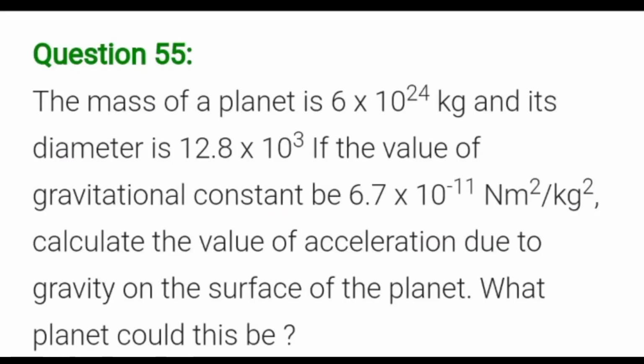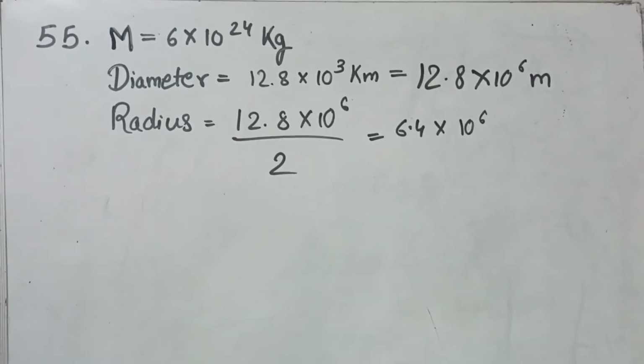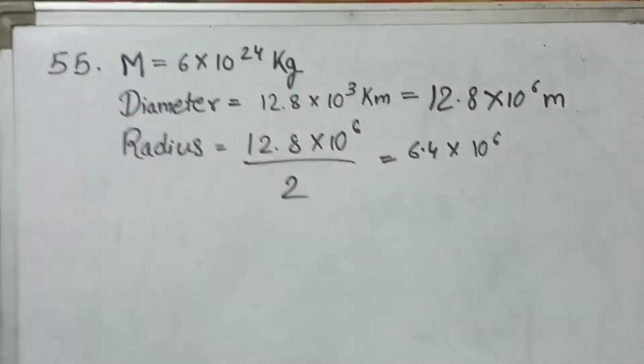So the next question, question number 55, is: the mass of a planet is 6 into 10 to the power 24 kgs and its diameter is 12.8 into 10 to the power 3 kilometers. If the value of the gravitational constant is 6.7 into 10 to the power minus 11 Newton meter square by kg square, calculate the value of acceleration due to gravity on the surface of that planet. What planet could this be? It is also a very simple question.